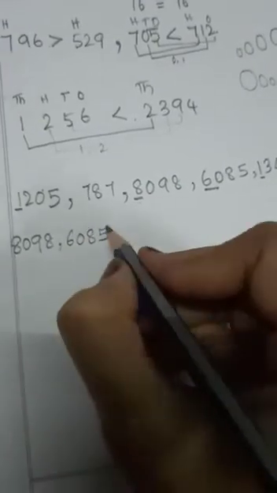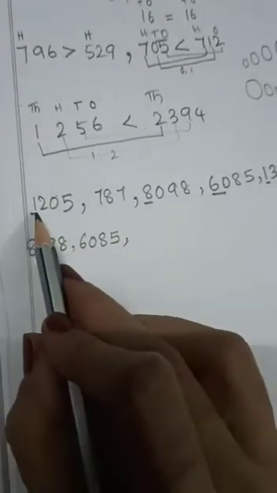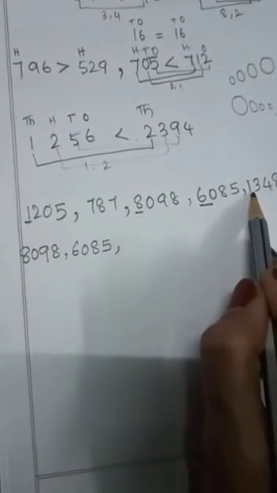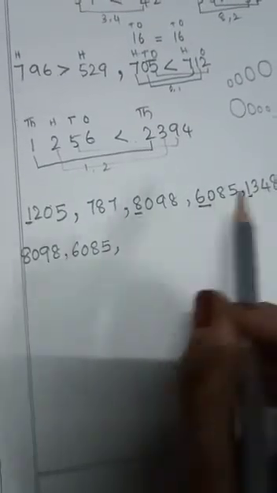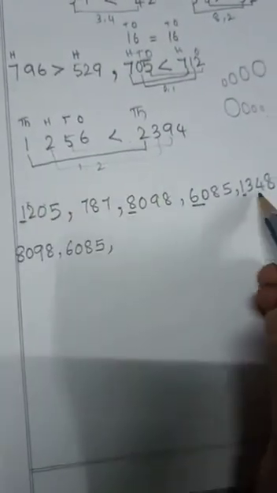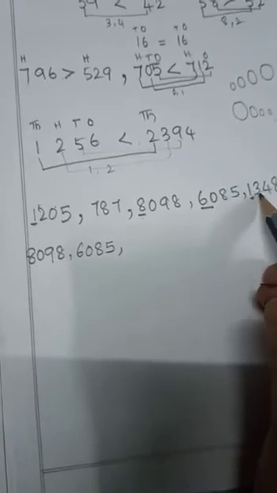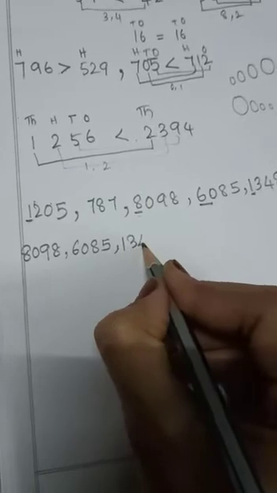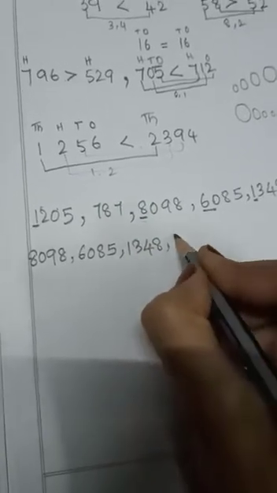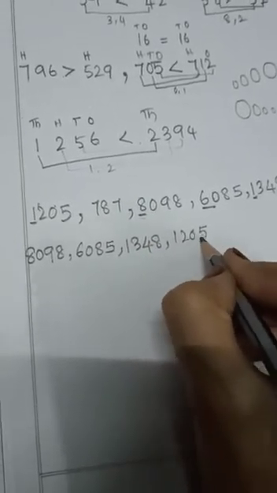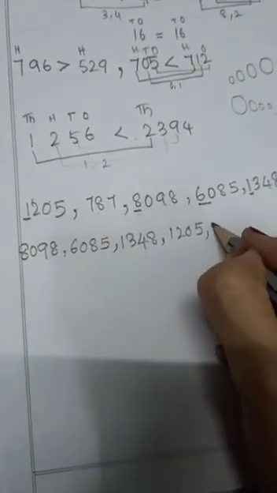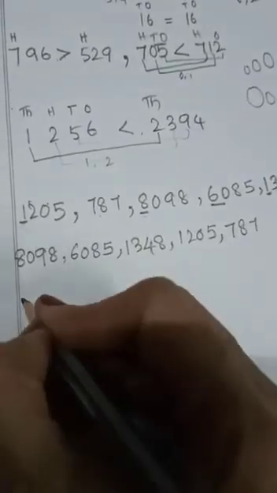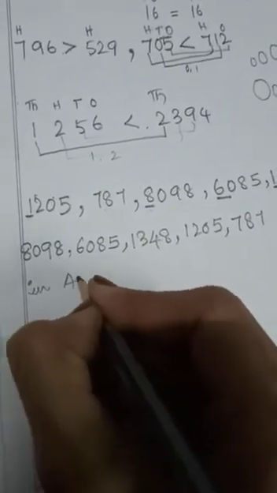And now see here, we have 1000 here, 1000 here. That means we have the same thousands place. So compare this 2 and 3. Which is the greater one? 3 is the greater one. So first write 1348 and then write 1205. And the smallest number here is 787. So we have arranged these numbers in ascending order.